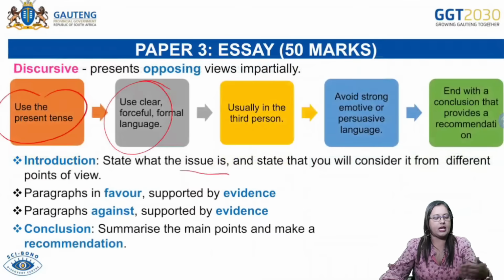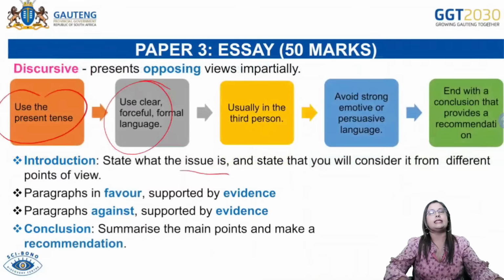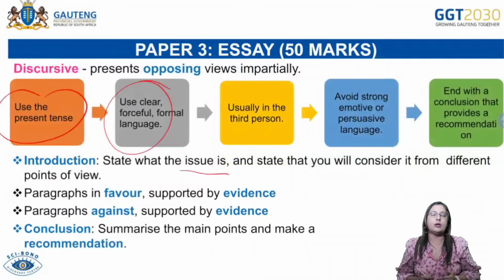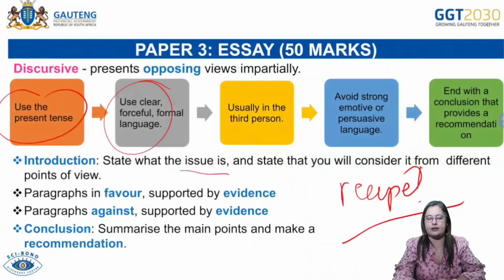Then you're going to say, okay, my next two paragraphs will be where I am in favor of the topic. And here I will give the evidence of why I'm in favor of the topic. All right? Then your next two paragraphs will be dedicated to why you're against the topic. And the evidence in those two paragraphs will also substantiate that viewpoint. And then the final one is the conclusion where you're summarizing both sides of the argument and giving us a recommendation.